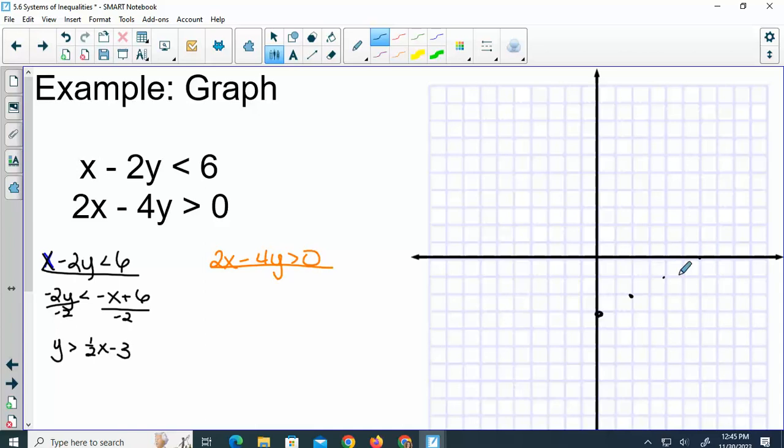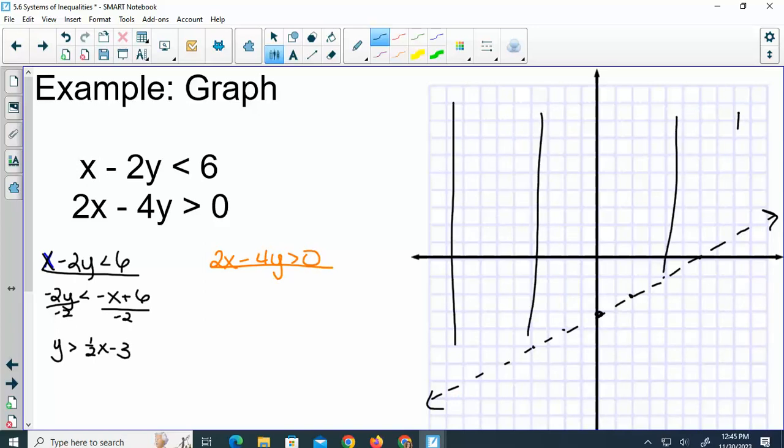Okay, because it is a less or greater than but not equal to, that would be a dashed line. And where do we shade? Above, because of the greater than. Or if you put in 0, 0, you would get 0 is greater than -3, and that's true. So you have to shade where the 0, 0 is.